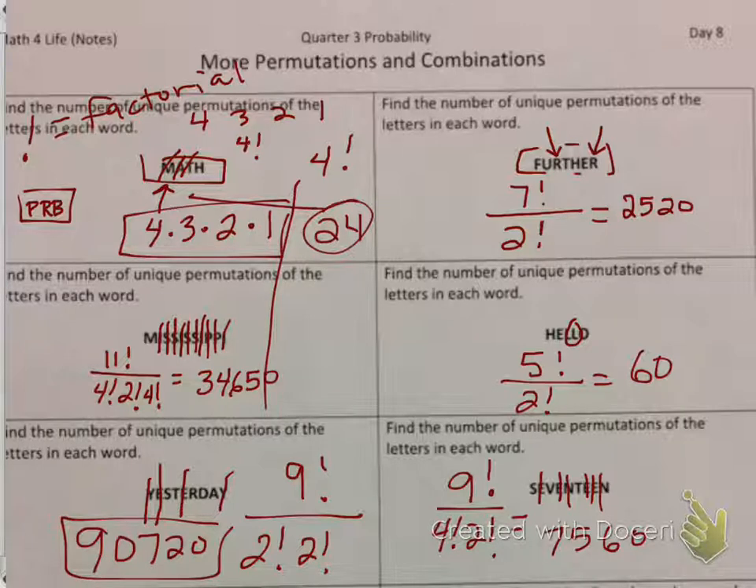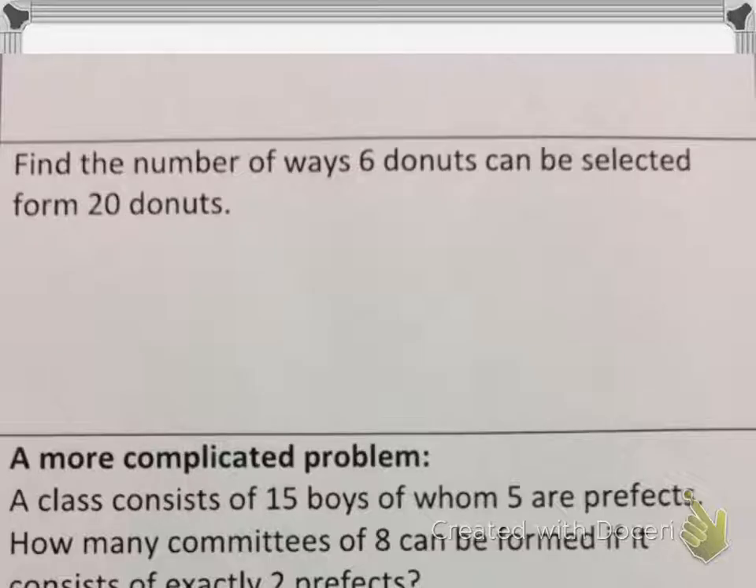All right, so that's how we do the combinations of words and letters. So there'll be a bunch of those on your homework assignment, but let's do a couple of different problems here that are just some combination problems, and we'll remember doing some of these from the other day. So it says here, find the number of ways 6 donuts can be selected from 20 donuts. That's a typo there, but that's supposed to be the word from.